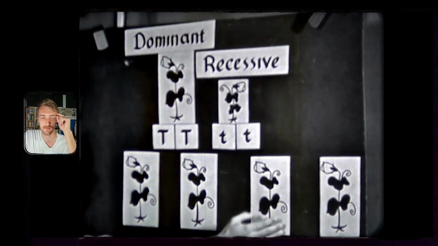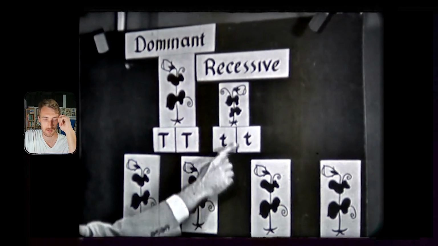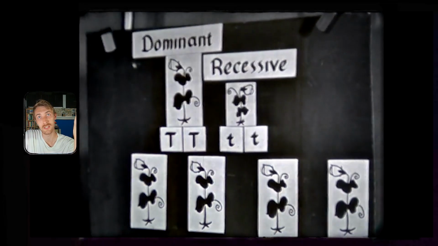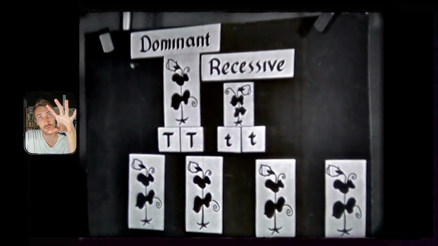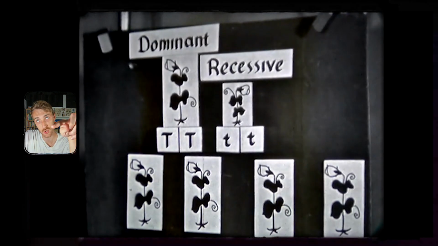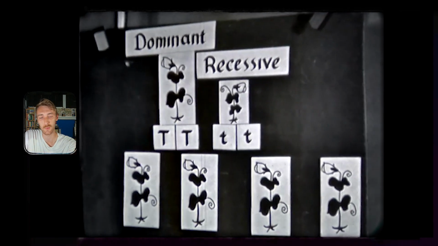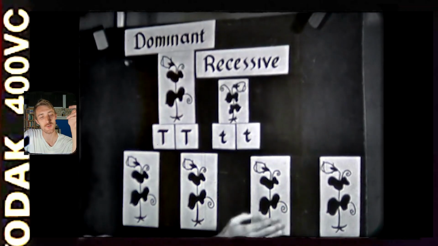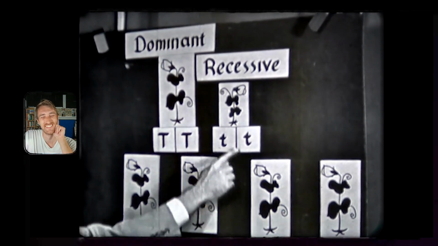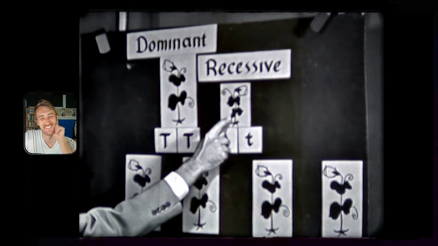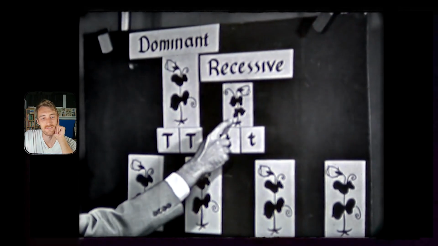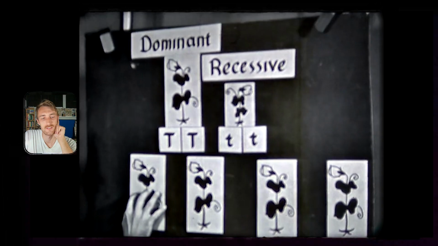Or masks out. 1/4 of their offspring would be tall, tall. 1/2 of their offspring would be tall, short, and then 1/4 again would be short, short. Short, short, yeah, short shorts. Another characteristic. In this case, the shortness of this plant was masked.